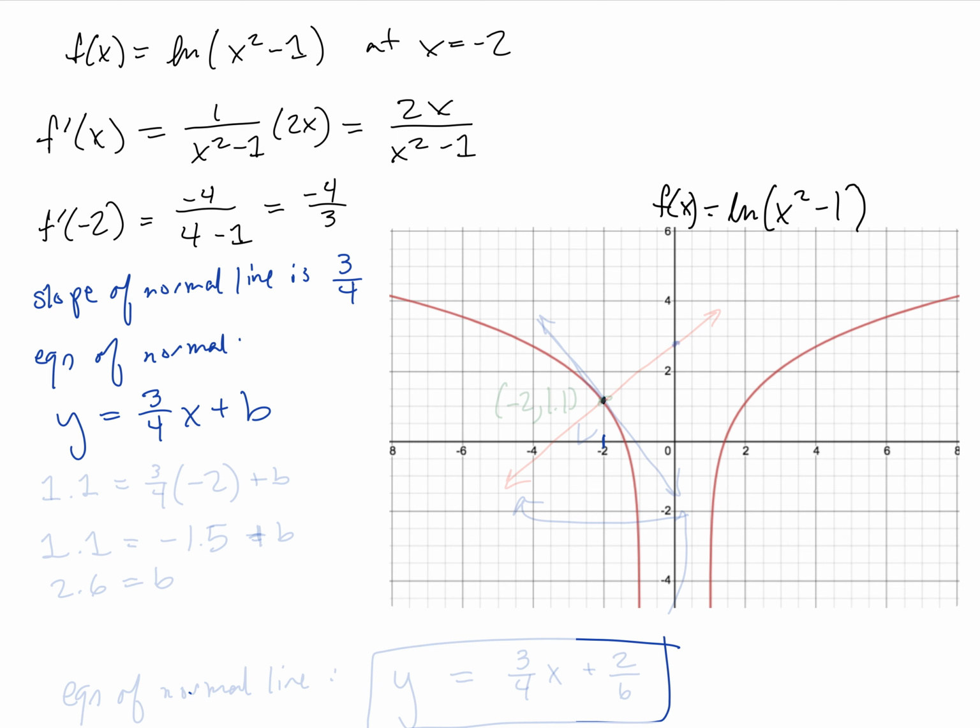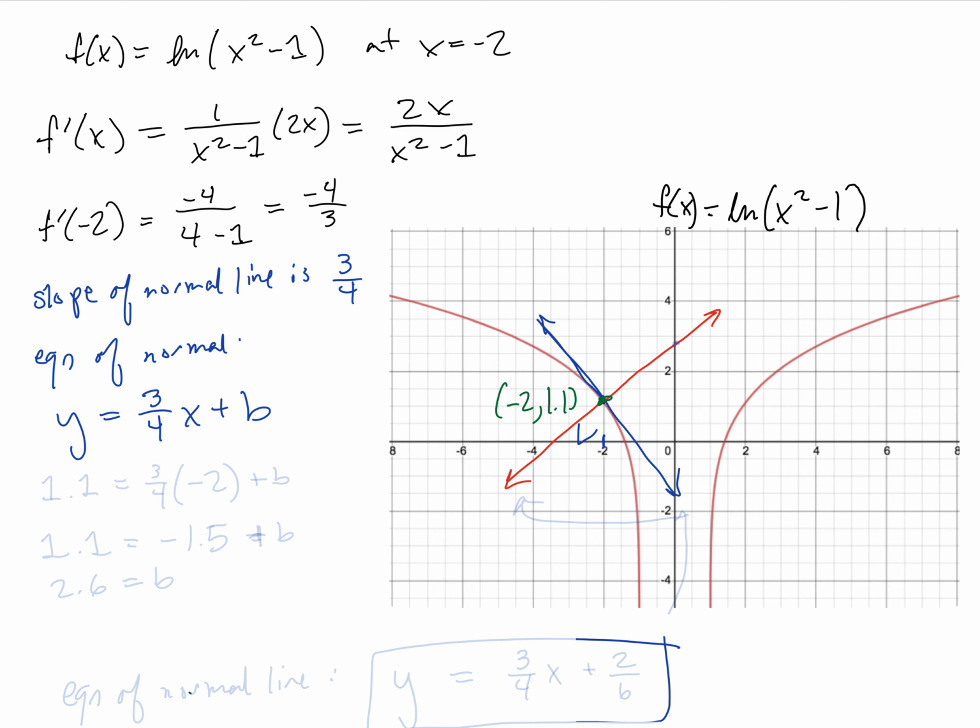So to find b, we know that there's this one point, negative 2 comma f of negative 2, that is part of the tangent line and part of the normal line. So here's our tangent line, and then here is our normal line. And we know that this point, negative 2 comma f of negative 2, natural log of 2 squared minus 1, which we already calculated above to be approximately 1.1, is on the intersection of those lines. So we can use that point to calculate b.